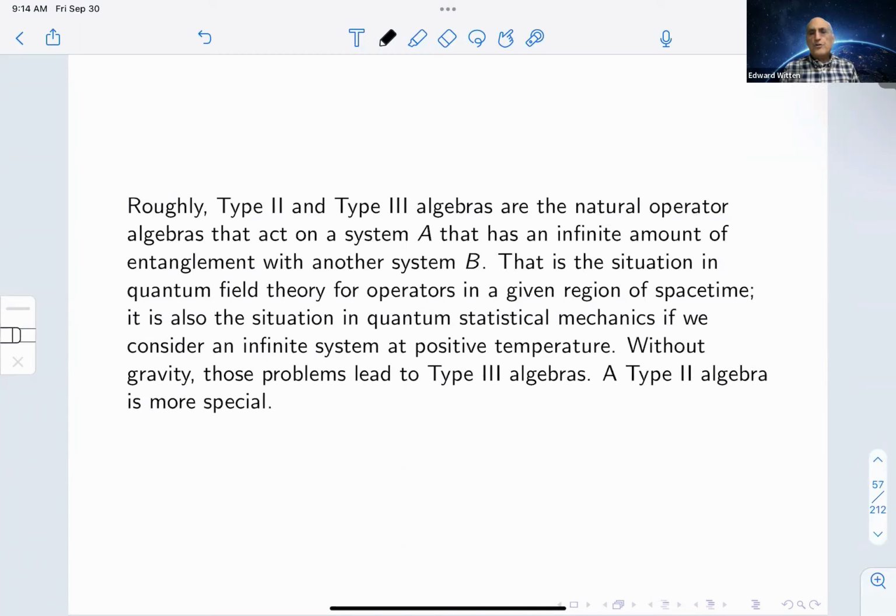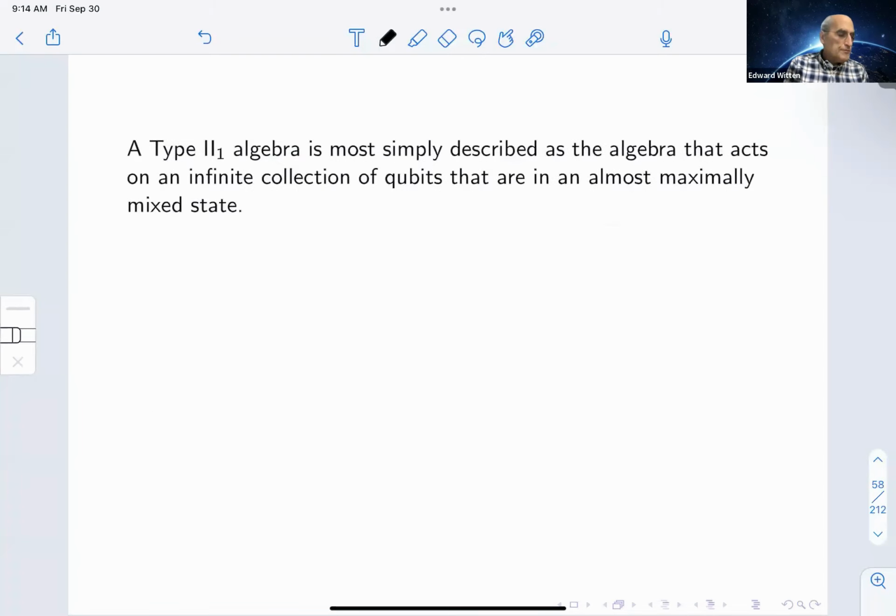A type 2 algebra is more special than a type 3 algebra, but since our goal will eventually involve type 2 algebras, and also because the explanation is a bit shorter, I'll start with type 2. For us, there actually are two important types of type 2 algebras, type 2-1 and type 2 infinity. A type 2-1 algebra is most simply the algebra that acts on an infinite collection of qubits that are in an almost maximally mixed state.